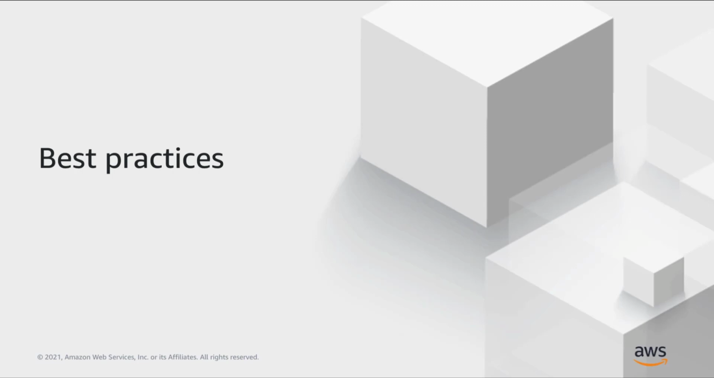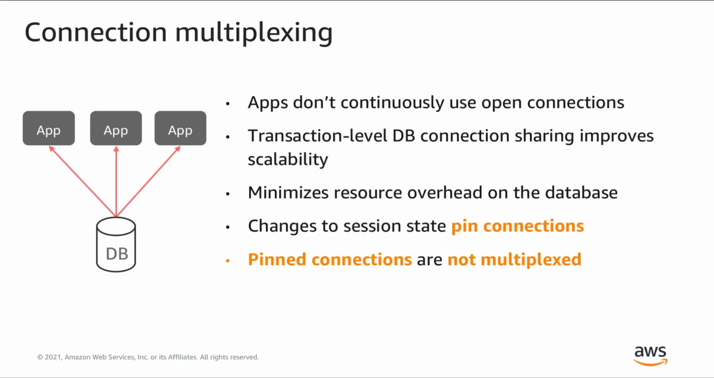I wanted to share some of the best practices that we learned from working with other customers. Applications don't continuously use connections. You open a connection, perform a transaction, and you're done with it, and this connection will be used for another one, and so on. RDS Proxy performs transaction-level sharing and load balancing that improves scalability. Because of that, your CPU and memory resources are used to process queries instead of just managing connections.